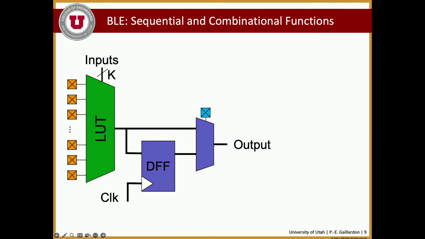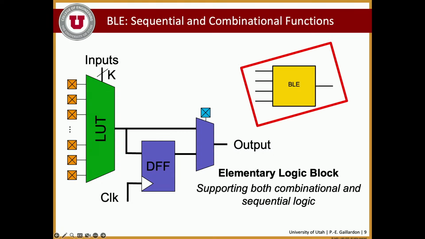So if you configure that memory, you can select either the path coming from the LUT, and by the way, the LUT can be configured as just a pass-through function, identity function, or you can select the path going through the flip-flop and whatnot. That is what we call a basic logic element, and this is the most elementary logic block you'll find in your FPGAs that do support both combinational and sequential logic.